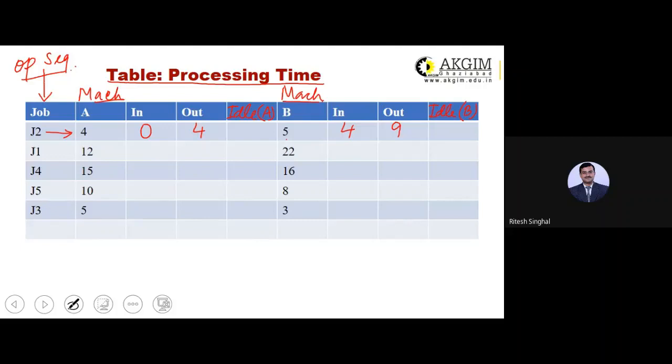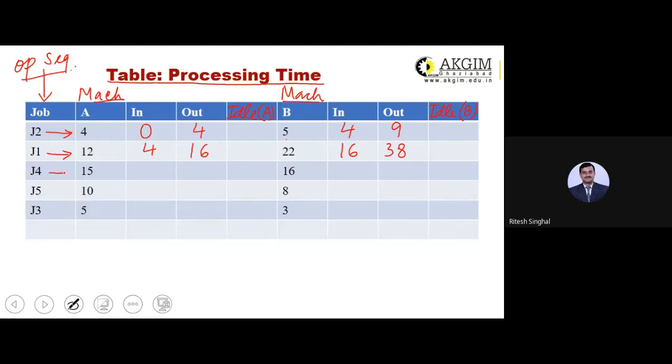Now, the second job is J1. You should start this job as and when machine is free, that is on 4th hour. It requires 12 hours. So 4 plus 12 is 16. Now, when this job J1 is entered into machine B, you should start at 16th hour. It requires 22 hours. So the out time would be 38 hours. So when your watch is showing 38th hour, job J1 will be out from machine B.